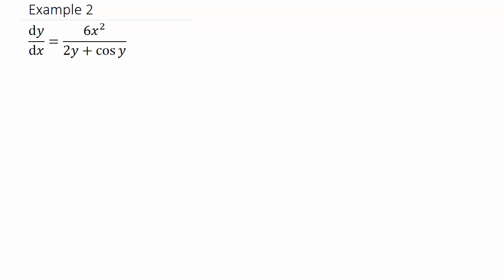I have dy/dx equals 6x squared over 2y plus cosine y. Now, to solve this, I'm going to use separation of variables. So I want to get all the y terms with the dy and all the x terms with the dx. You can see here how I have this 2y plus cosine y in the denominator. Well, what am I going to have to do to solve this?